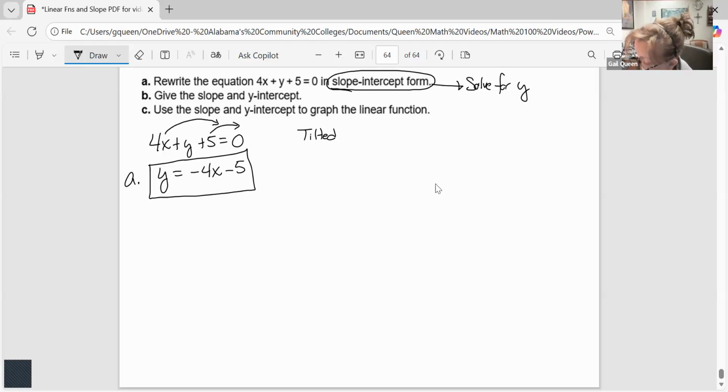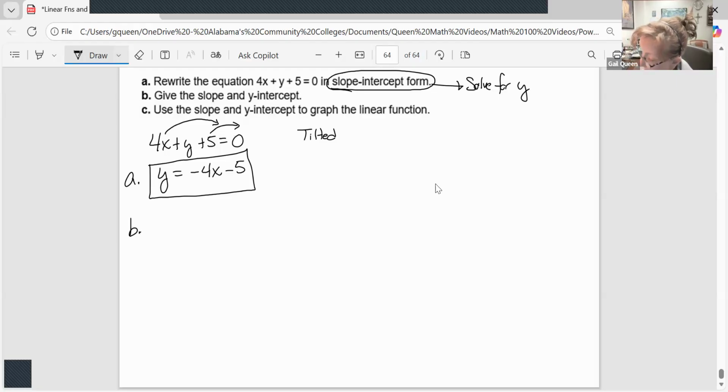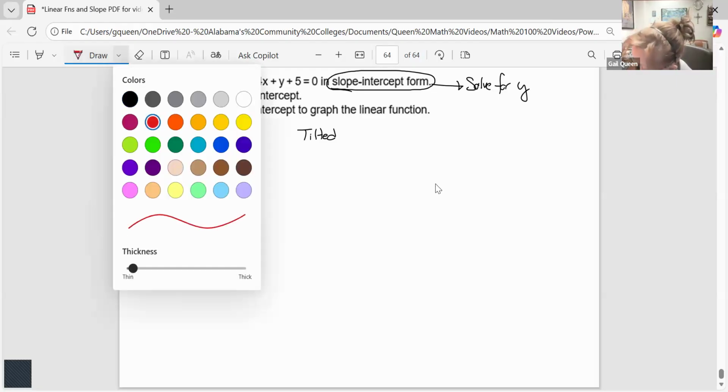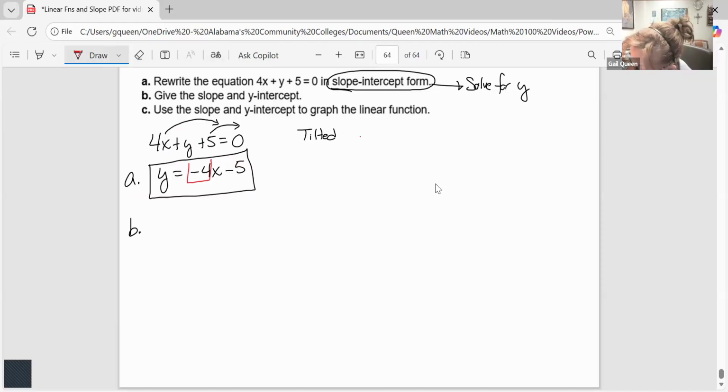Well, now that it's in slope-intercept form, the slope of my line is the coefficient number of x, that is the slope, and the constant number is my y-intercept. So the answer to part B, the slope is negative 4, and the y-intercept is (0, negative 5). Do you remember that for an ordered pair, if it's a y-intercept, the x-coordinate has to be 0?